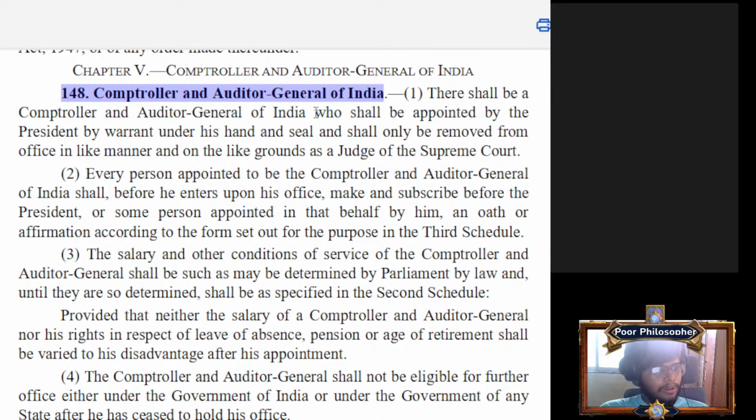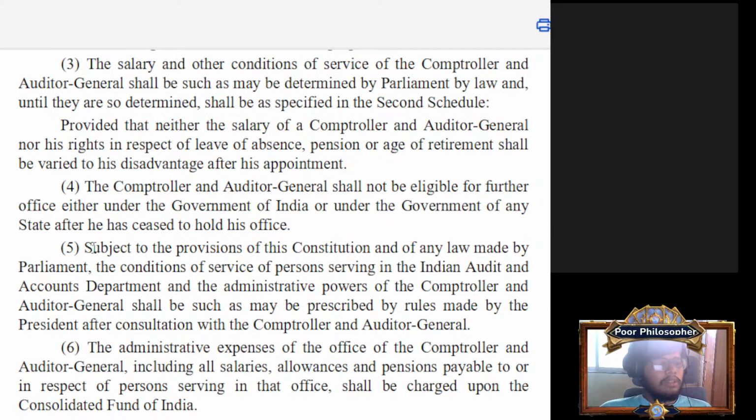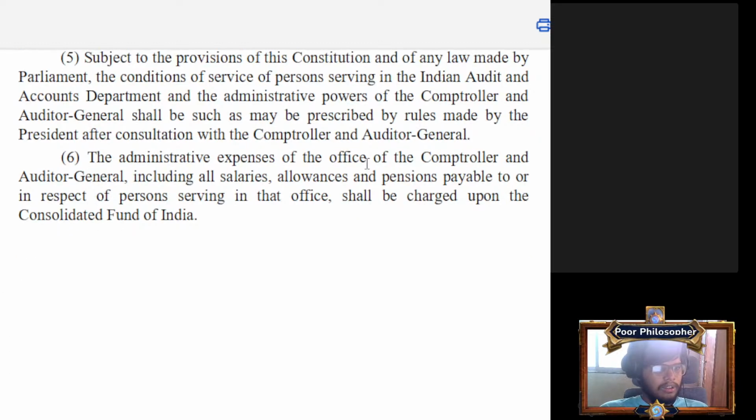The Comptroller and Auditor General shall not be eligible for further office. Subject to the provisions of this Constitution and any law made by Parliament, the conditions of service of persons serving in the Indian Audit and Accounts Department and the administrative powers of the Comptroller and Auditor General shall be such as may be prescribed by rules made by the President after consultation with the Comptroller and Auditor General. The administrative expenses of the office of the Comptroller and Auditor General, including all salaries, allowances, and pensions payable to or in respect of persons serving in that office, shall be charged upon the Consolidated Fund of India.